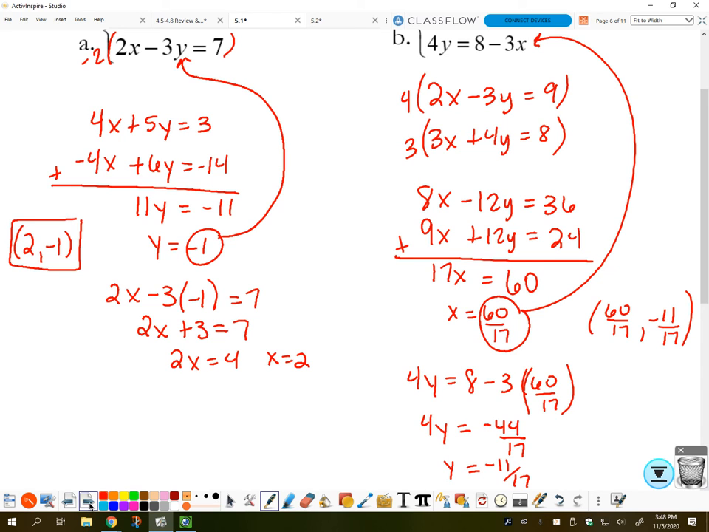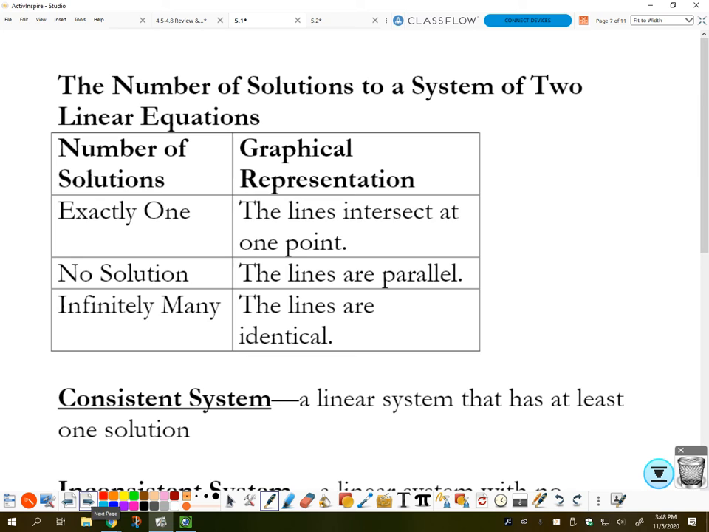Alright, let's see what else we got. Okay, so the number of solutions that a system can have is 1, because 2 lines can only intersect in one place. It can have no solution if those 2 lines are parallel and they never intersect, or it can have infinite solutions if those 2 lines are actually the same line, so they intersect always.